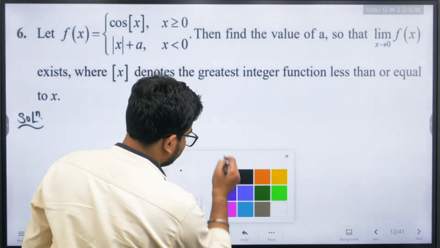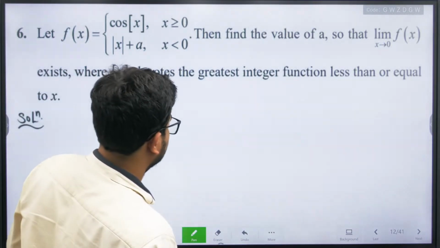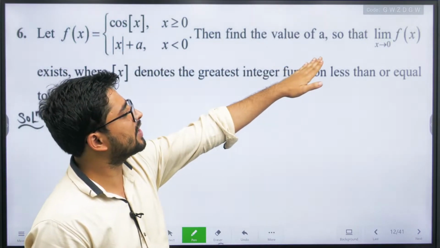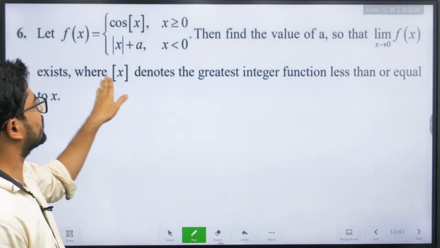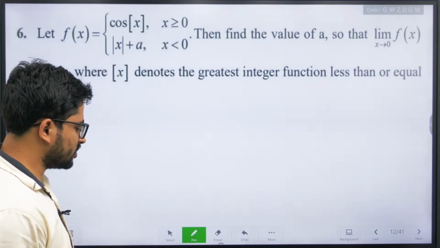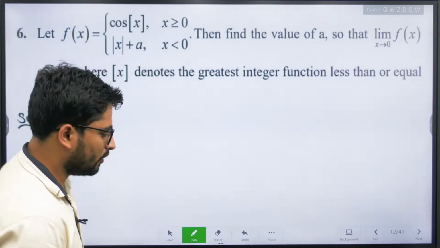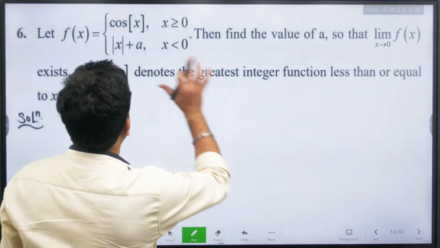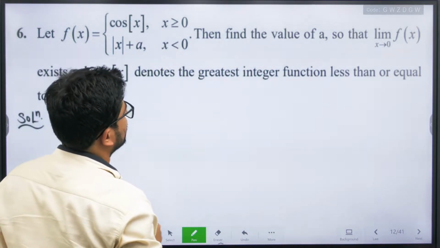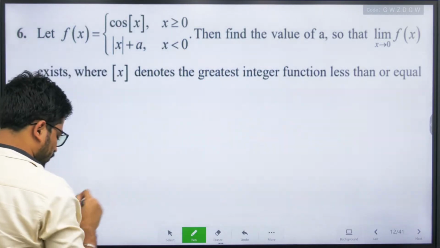Next is here. What is the question? The question is: f(x) is this, and find the value of a so that the limit of f(x) exists at x equal to 0, where this denotes the greatest integer function, less than or equal to x. We already know that if the limit exists at x equal to 0, then the left hand limit is equal to the right hand limit. So first of all, calculate your left hand limit.